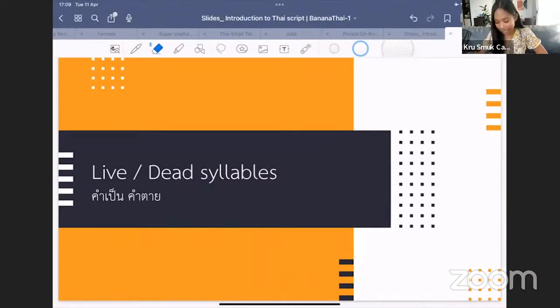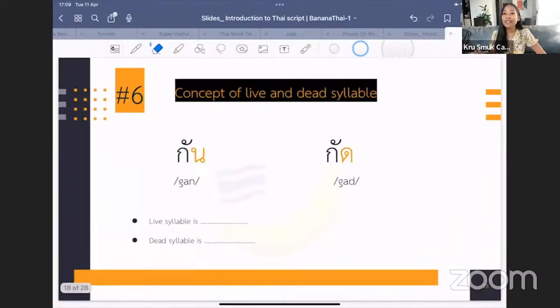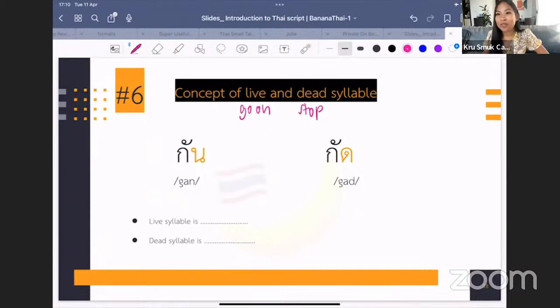What is a live and dead syllable? The concept is easy. Live syllable, the sound goes on. But dead, the sound stops. Easy. For example, the two vowels. Let me show you first. This one, ga, with a long vowel sound. Ga, it's long. It can go as long as you want. Ga.